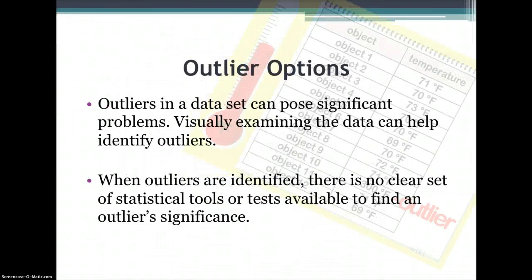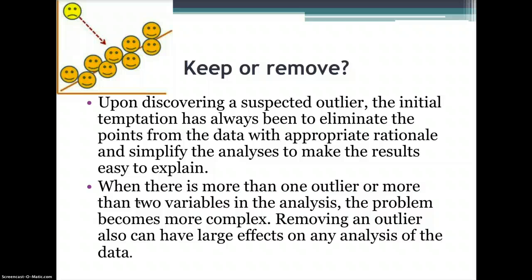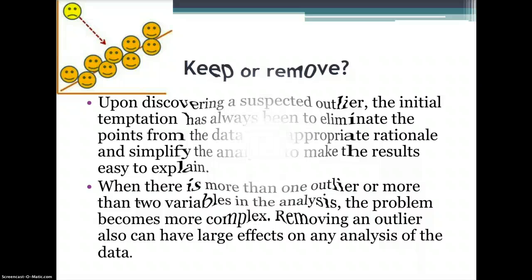When outliers are identified, there's not really a clear set of statistical tools or tests that are available to find an outlier's significance. So we have to decide whether to keep or remove the outlier. The initial temptation has always been to eliminate the outlier, but by removing it, it can have a large effect on any analysis of the data.